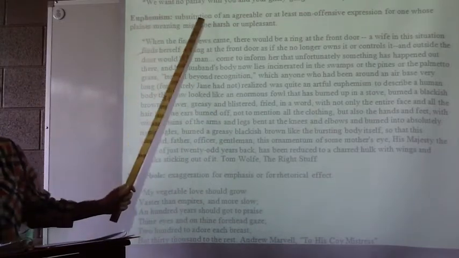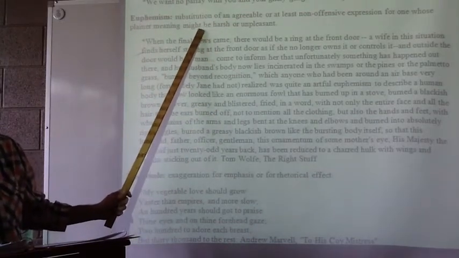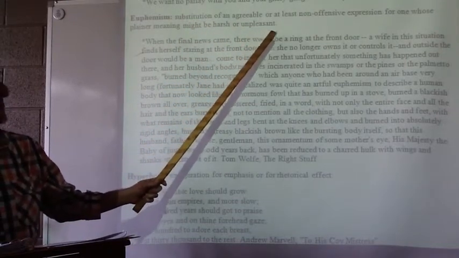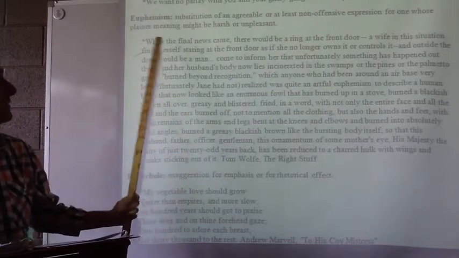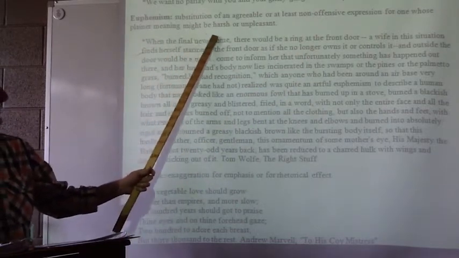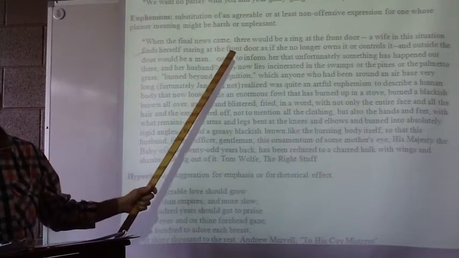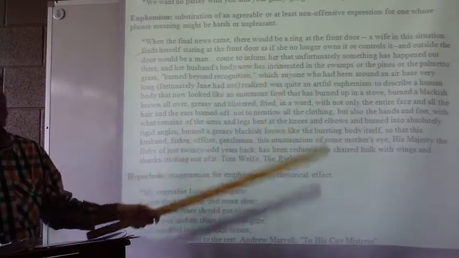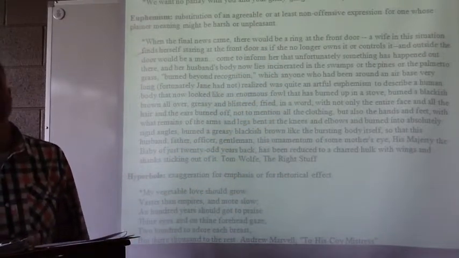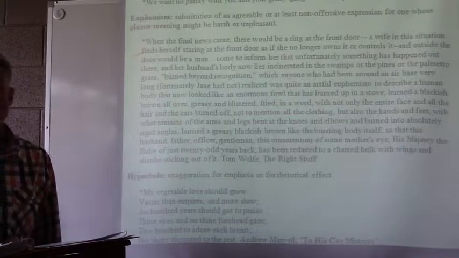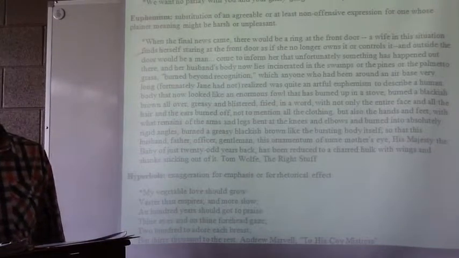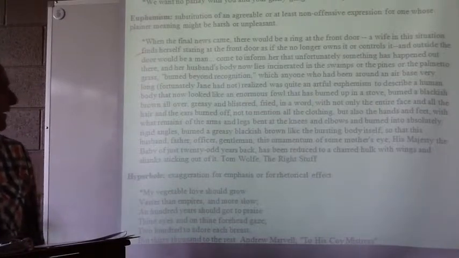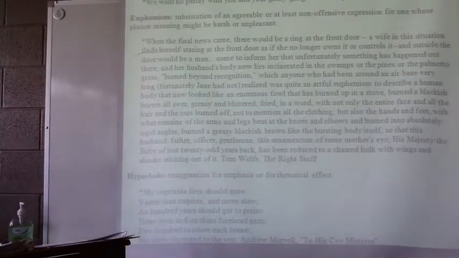Here's the definition, but I can make it a simpler definition after I read it to you. Substitution of an agreeable, or at least not offensive expression for one whose plainer meaning might be harsh or unpleasant. So it's substituting a softer expression for a harsher expression. For instance, instead of saying he croaked, which would be very vulgar, you could say he passed away. He passed away is euphemistic, right? So, you need to know that term, euphemism.